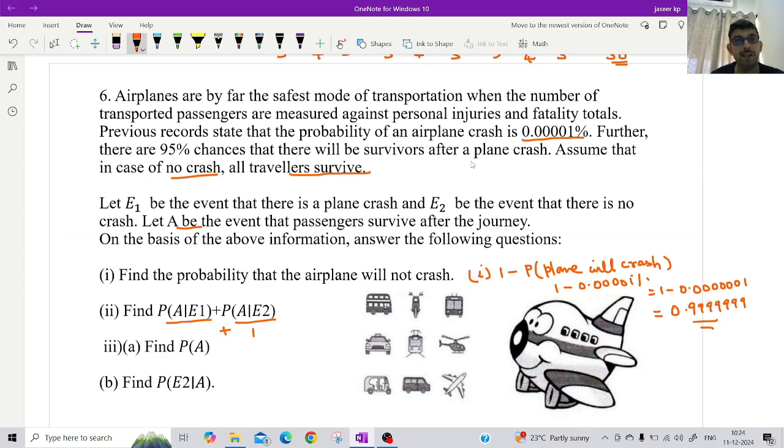And for A given E1, there are 95% chances that there will be survivors. So when there is a crash, there is a chance that 95% survive. So the answer for this will be 1.95. Okay, we are adding the probability, so the answer is 1.95, that is 195 by 100. So this type of case based question, the first two questions are of 1 mark and the last one, with options, is of 2 marks. So we'll go to the third question now.